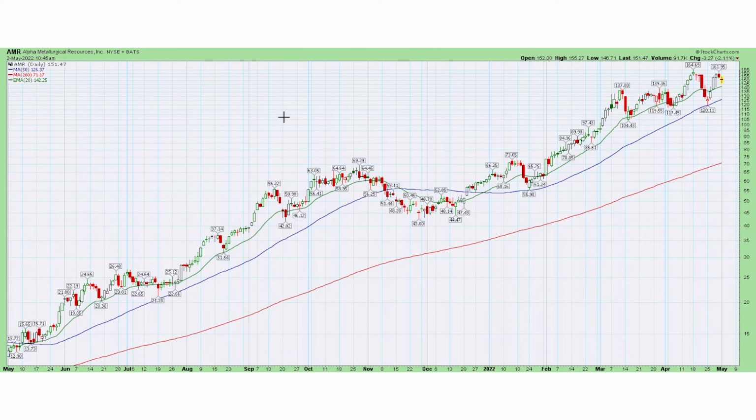Hey traders, in today's lesson I'm going to show you some technical analysis tips and tricks on how to use moving averages. Now this can potentially help us pick some nice winners and avoid some losers, so stay tuned.